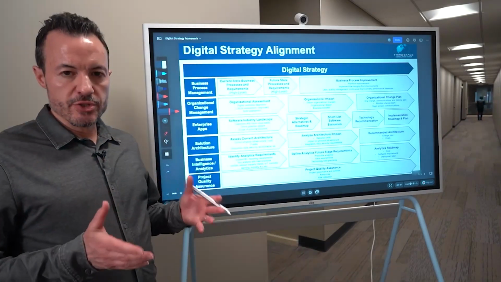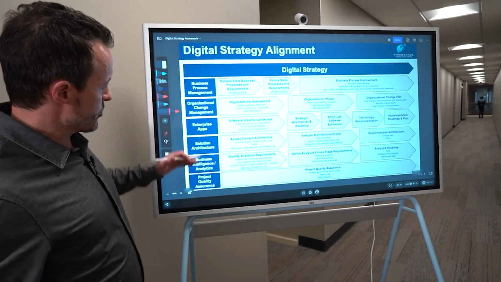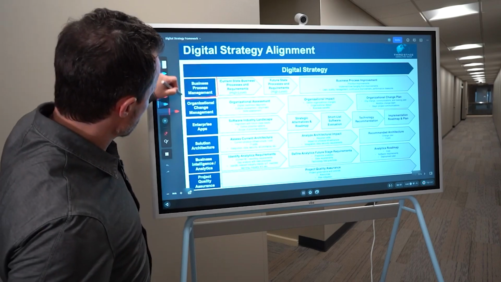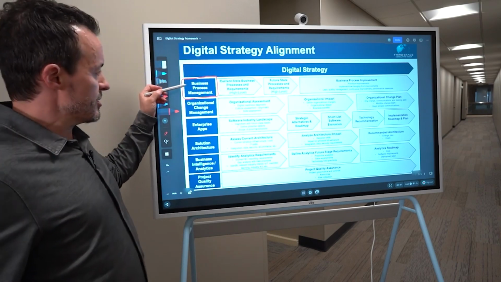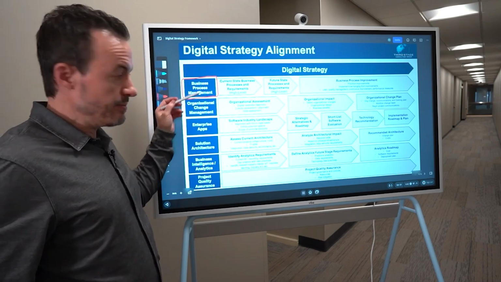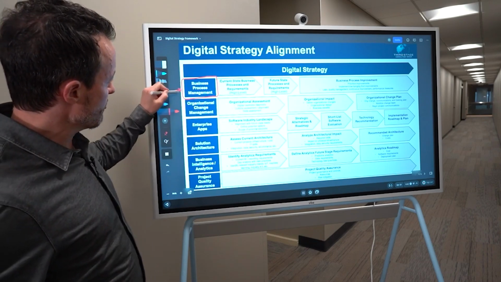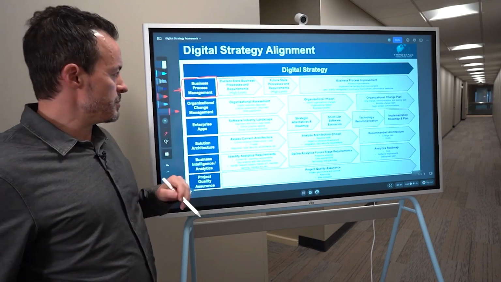So when we're defining our digital strategy, there's a number of work streams that we need to think about. And the first one I'm going to talk about right now is business process management. This isn't necessarily the first thing that happens sequentially. As you can see, a lot of these things are going to happen in parallel, but this is the work stream I want to focus on to start, which is business process management.